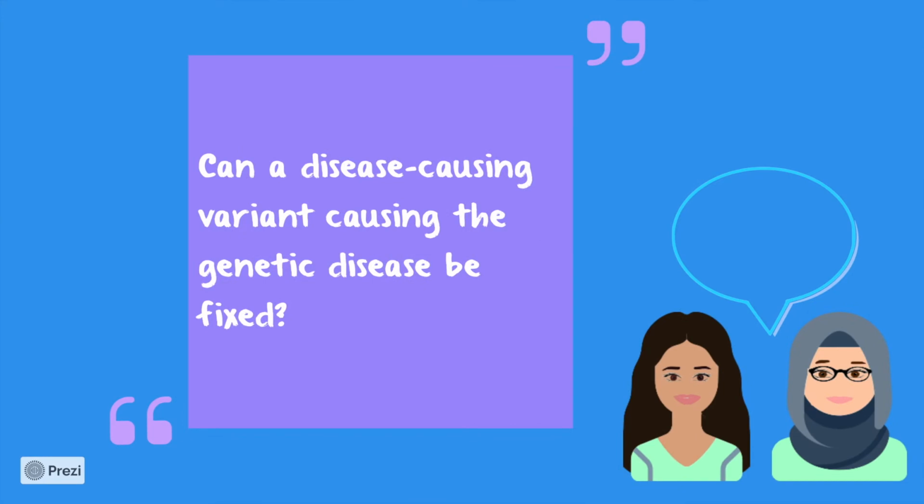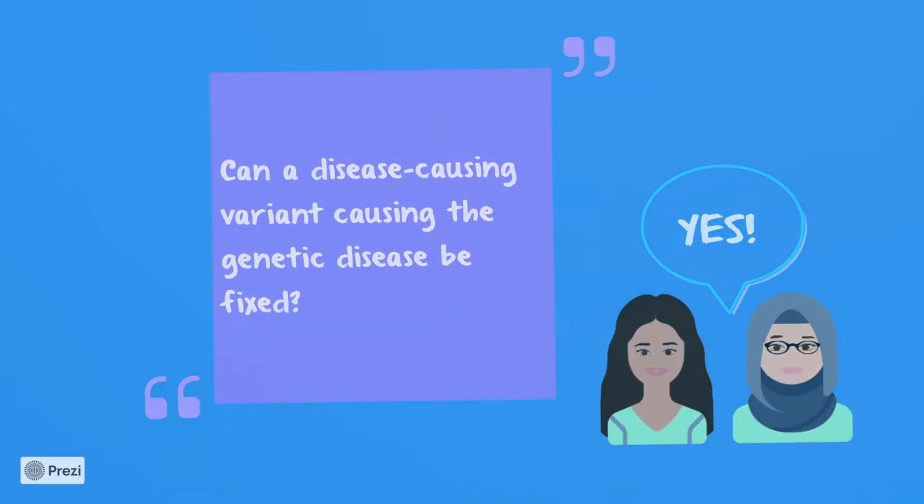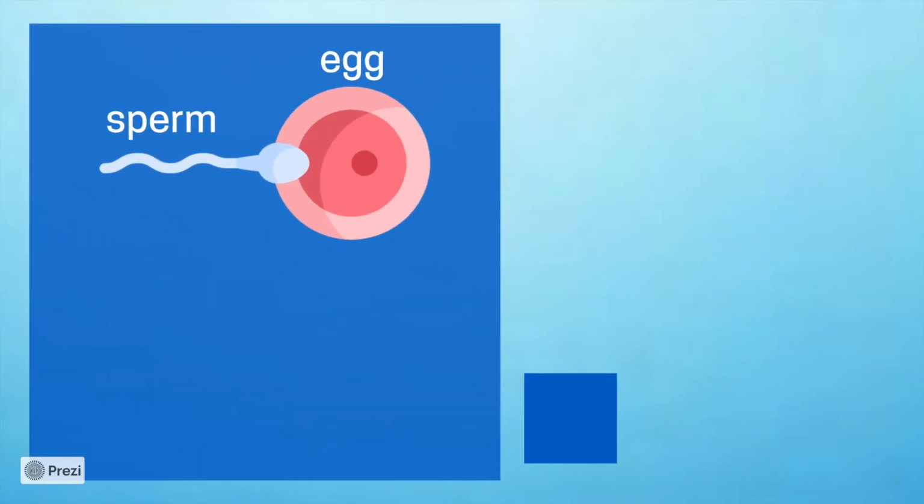So say you did have a disease-causing variant that caused the genetic disease. Can it be fixed? The answer, as we will illustrate, is yes, although this can be quite challenging. The challenge in fixing most genetic diseases is that the variant causing the disease is found in every cell in your body.